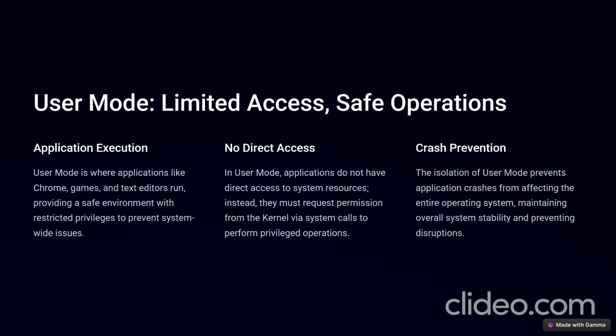No direct access. In user mode, applications do not have direct access to system resources. Instead, they must request permission from the kernel via system calls to perform privileged operations.